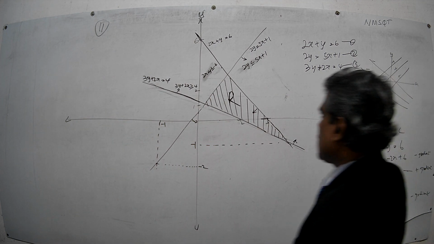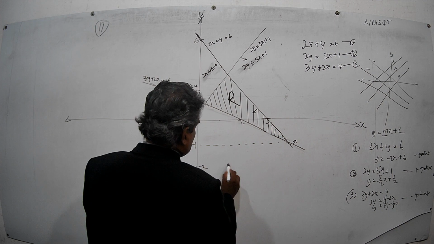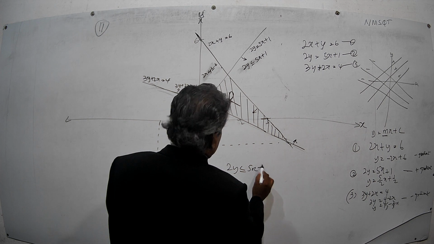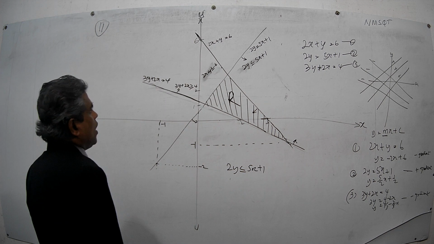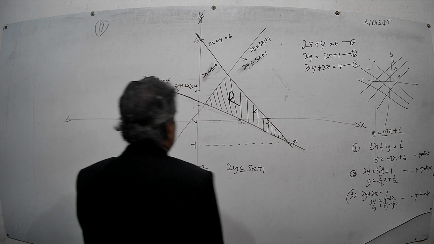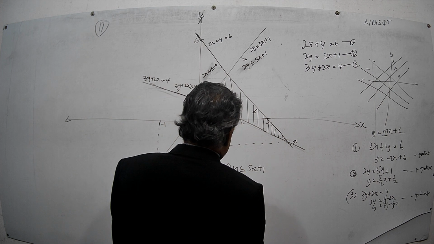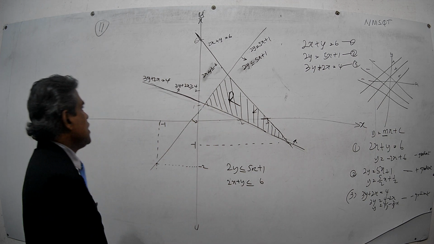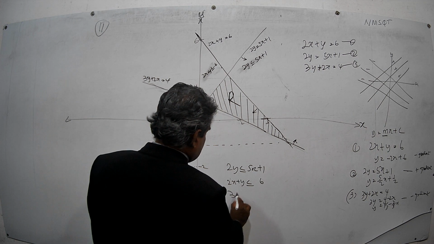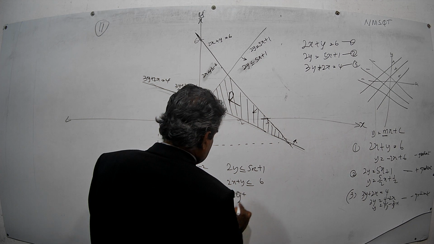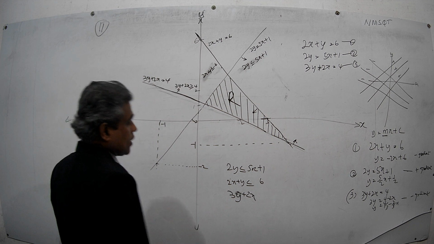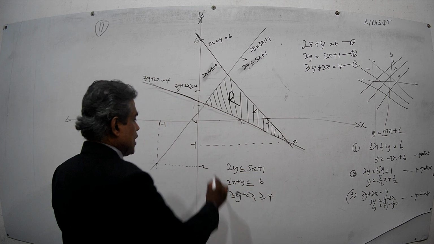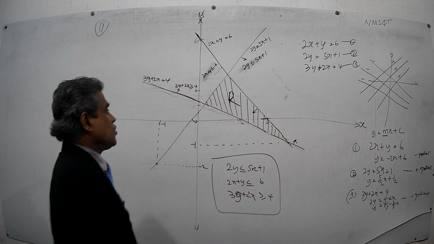Now we write the inequalities defined in this region. One is 2y less than or equal to 5x plus 1. Another is 2x plus y less than or equal to 6. The other is 3y plus 2x greater than or equal to 4. That is the answer. Three inequalities are defined in this region.